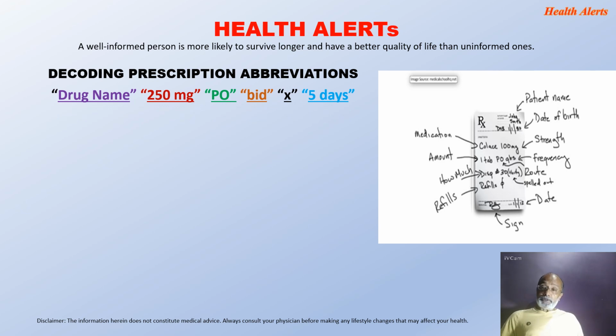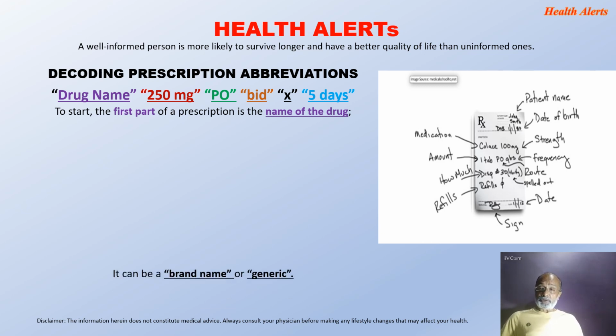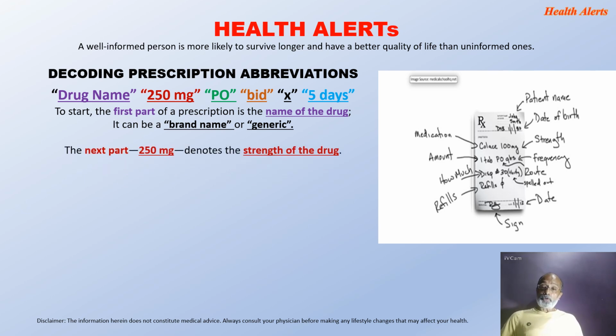Now, typically a prescription will have the drug name followed by a strength, followed by a symbol, followed by symbols. Now, what are those symbols? To start with, the first part of a prescription is the name of the drug. It can be a brand name or generic name. For example, if you have a fever, a doctor may prescribe a fever controlling medicine. It can be a brand name like maybe Calpol 650 mg, or it can be a generic name like paracetamol 650 mg. The next part, 250 mg, denotes the strength of the drug.